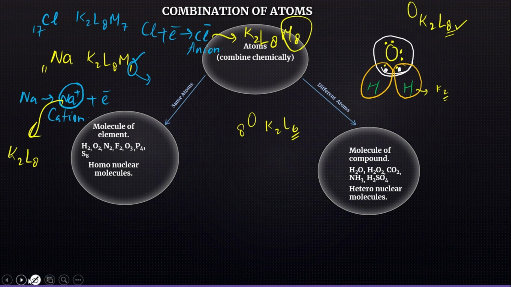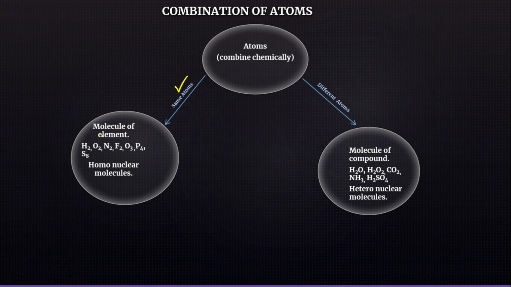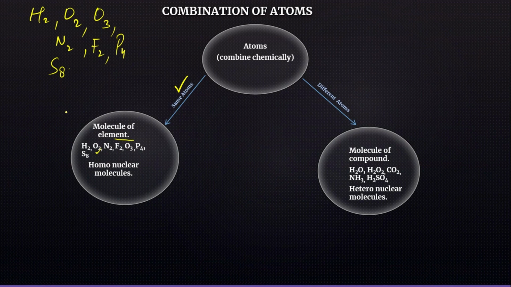Now let's understand what will happen if the same atoms combine and if different atoms combine. Look at this. If the same atoms combine, they form a molecule of an element. For example, 2 atoms of hydrogen combine to form H2, 2 atoms of oxygen combine to form O2, 3 atoms of oxygen combine to form O3, 2 atoms of nitrogen form an N2 molecule, F2 molecule, like that. 4 atoms of phosphorus combine to form a P4 molecule, and 8 atoms of sulfur combine to form an S8 molecule. Look keenly, all these molecules have the same atoms in them. So we call them homonuclear. Homo means same, nuclear means nucleus, same nucleus, because these 2 atoms of hydrogen will definitely have the same nucleus. Or we call them homoatomic or homonuclear molecules.